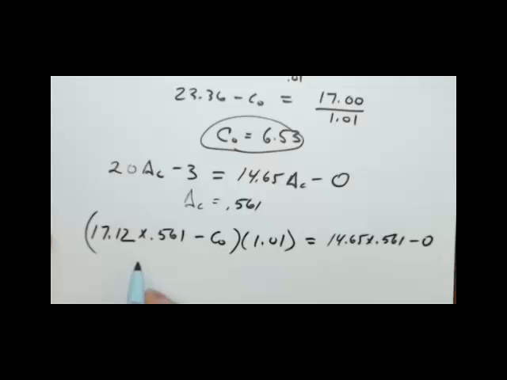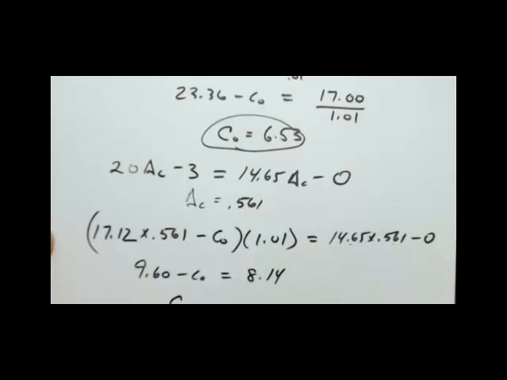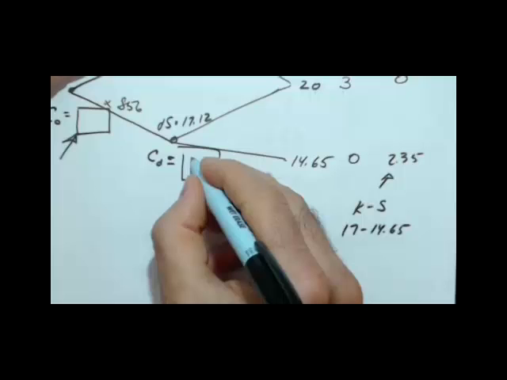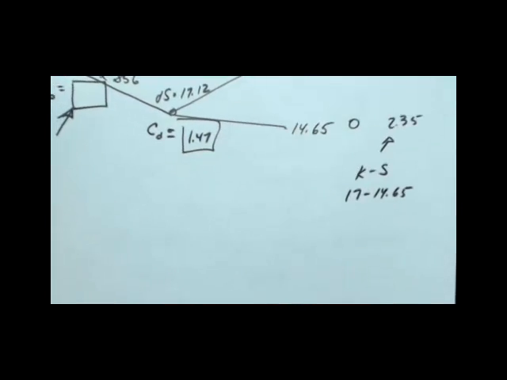And so what this turns out to be is 960 minus C0 equals 8.14, 814. So I multiplied this out and divided it by the 101 to get 814. And C subscript 0 will be $1.47. That option is worth $1.47. So fill it in on the table, 1.47 in the tree.